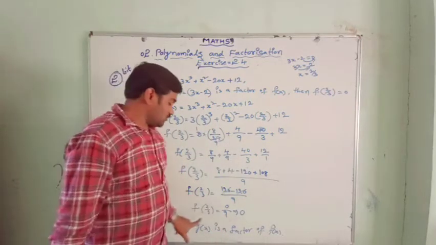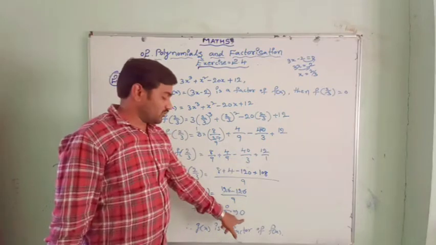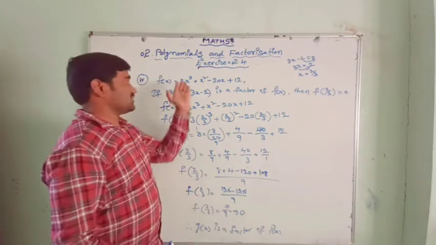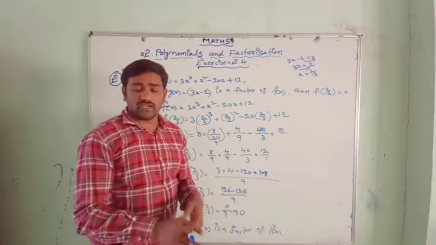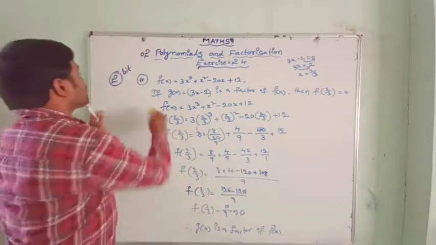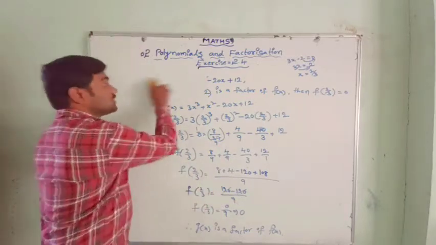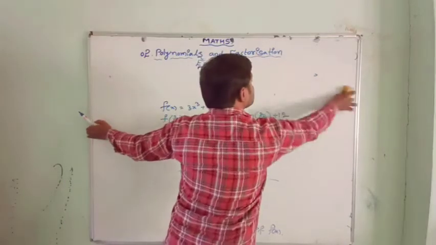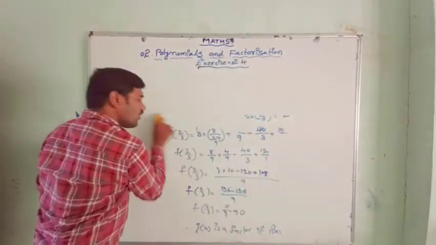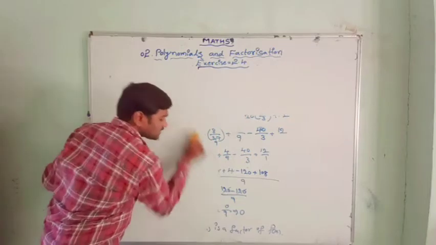If you got f of x equal to 0, hence g of x is a factor of f of x. If you didn't get equal to 0, that is not a factor. I hope you understood this bit also. Next, let us solve in the same way. We have all the problems in this exercise.